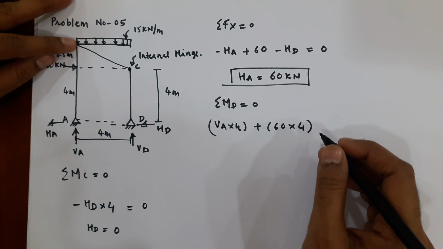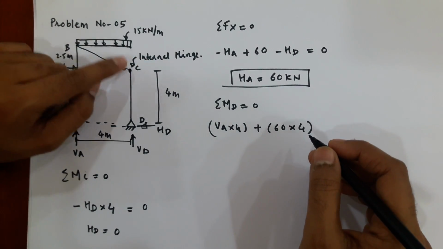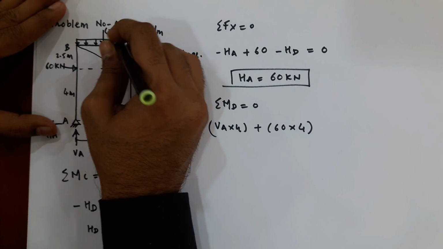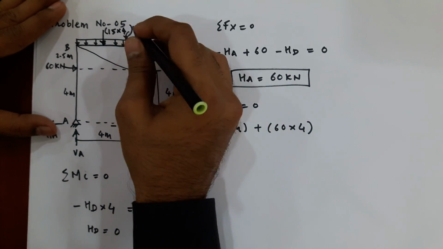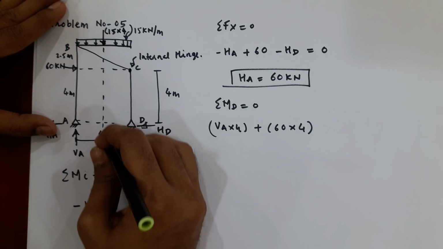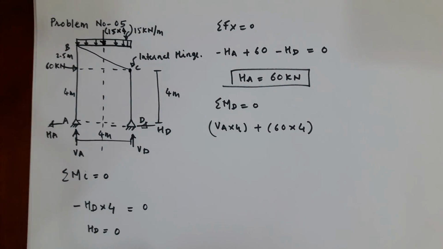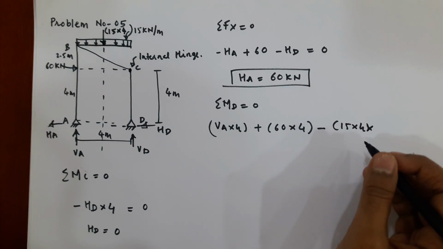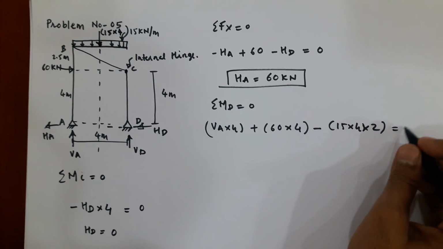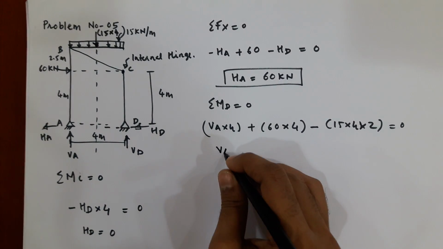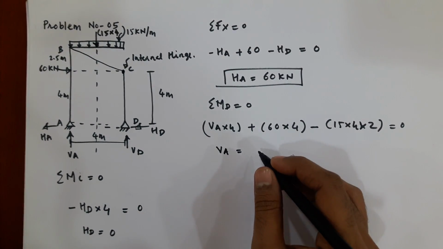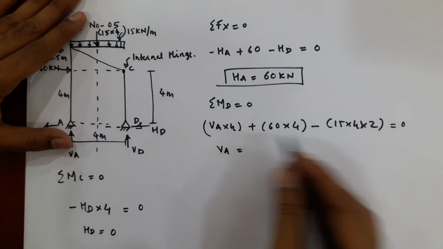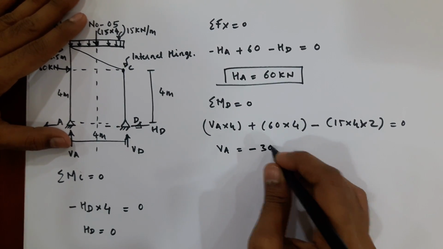Then what you have, this UDL, the intensity of the UDL is 15 kilonewton per meter. Total load of the UDL is concentrated at the center. So we know how to find total load: 15 into 4. This is the line of action of the concentrated load of the UDL, and this will create anti-clockwise moment. Okay, so minus 15 into 4 into 2, equal to 0. So what is your VA now? VA can easily be found by solving this equation. Okay, so by solving this equation, VA you will be getting minus 30 kilonewton.